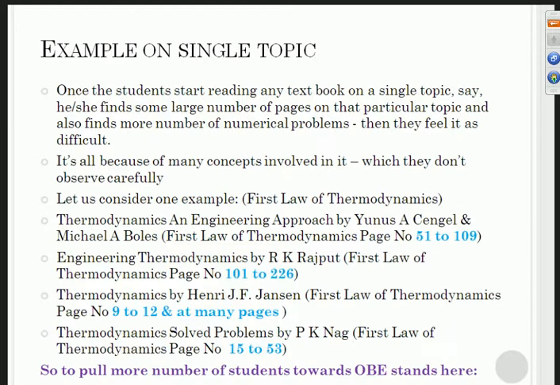Let us consider Thermodynamics Solved Problems by Pekenag. Page numbers start from 15 to 53, all numerical problems solved. Students read this in many pages and they solve the problems, but they are not understanding the exact analysis or evaluating or the concept that lies behind this. Here is the area which I have chosen to pull more students to work upon towards OBE, which stands here.